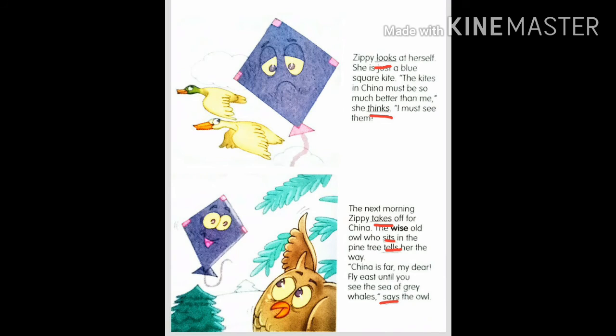Okay. Now children, if you open your page number 25 in the textbook, just pause the video and open your textbook page number 25. Now, can you see the underlined words? Jippy looks, she thinks, Jippy takes off, owl who sits, tree tells, whales says. Means wherever I have underlined you can observe. So these all are the words we are using in the Jippy lesson. The simple present sentences where we use the verbs, the plural form, wherever we are using with the names.